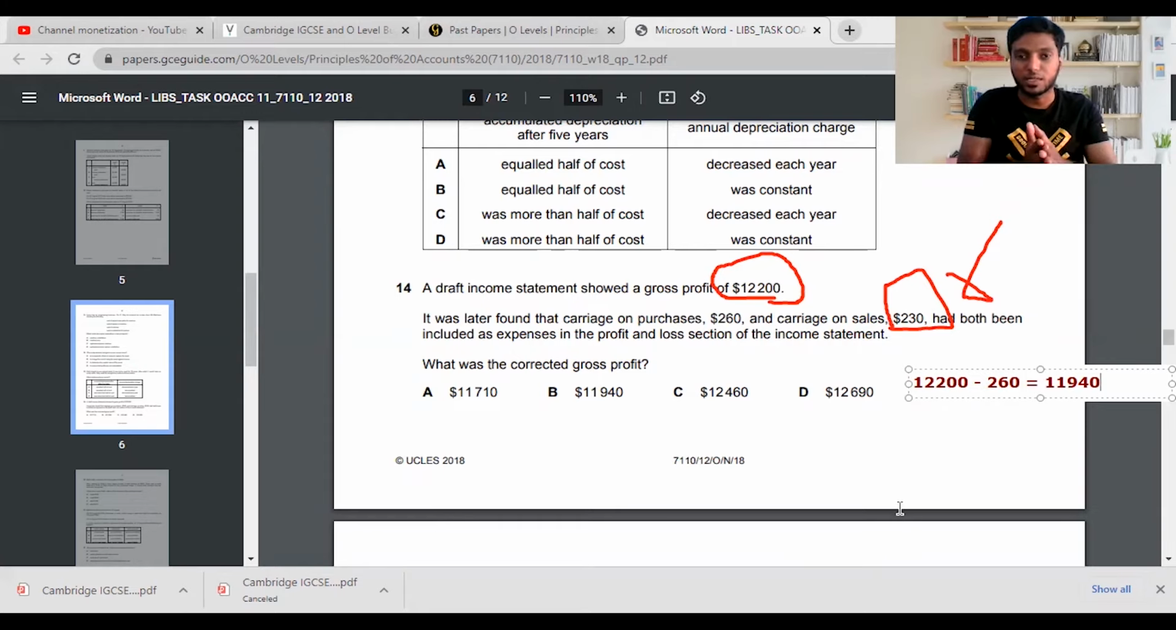The reason I didn't take carriage on sales is that we haven't learned something like that. So the examiner is confusing you to find out the gross profit. So don't get confused when you're having carriage on sale. Carriage on purchase is given, so that's related to gross profit, because sales minus cost of sales will get you gross profit.